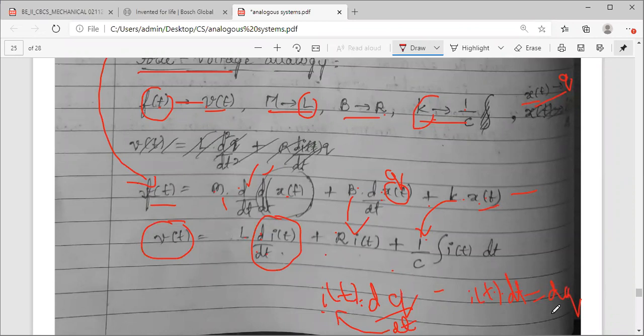How to get the total charge? We have a fractional value dq. To get the total value, charge q, because I need to replace x of t with q, I want total q. It is nothing but your integration of I, right? dq is a fractional value. Total value is summation, that is integration. Continuous value is integration. Integration of I of t. I have written that directly. So this is the equation you get.